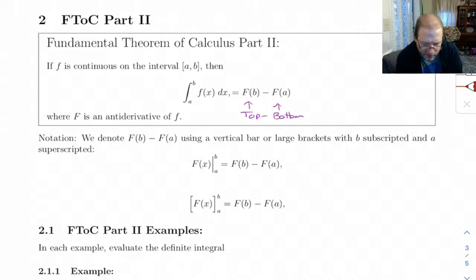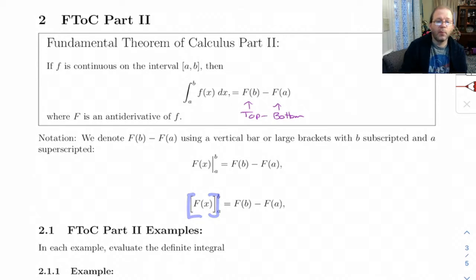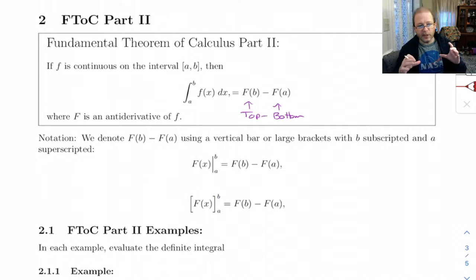That's a common mistake I see people make, but it's F of the top minus F of the bottom. And two different notations that we can use for this are shown here. To denote F of b minus F of a, we use this vertical bar, or sometimes instead of just using a bar on one end, especially if you've got other stuff added on out here, we can use these big brackets with the a and the b on the outside.